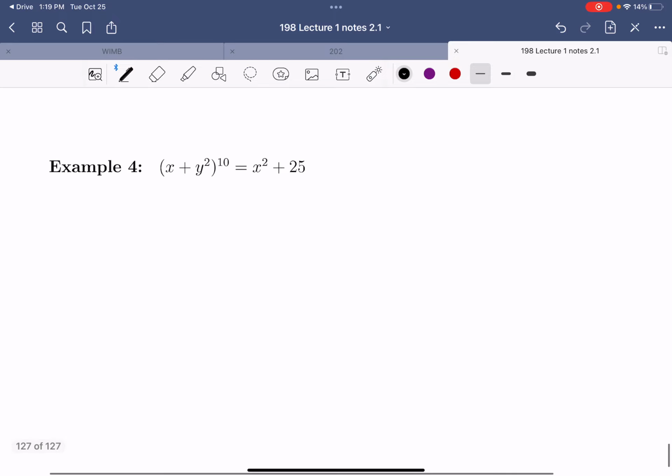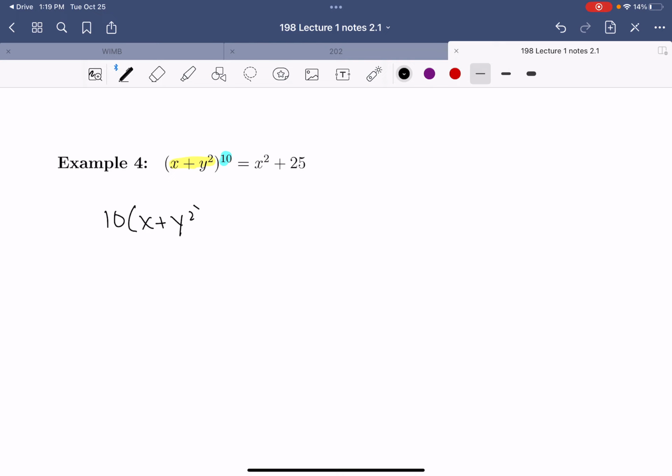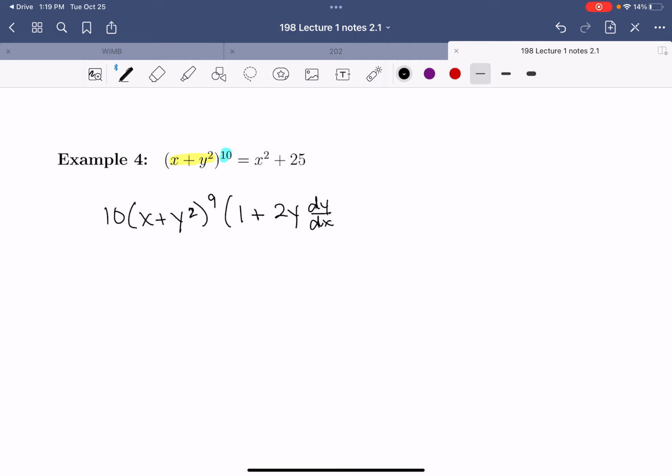You can also have chain rule. So notice in this one, I have an inside function and I have an outside function. When I go to differentiate this, I'm going to start with my outside function. So the derivative here would be 10. We bring down our power, leave the inside alone, decrease our exponent by 1. Then we take the derivative of the inside, and the derivative of the inside is 1 plus the derivative of y squared, which is 2y, but it's a y, so I need to multiply by dy/dx. And that's my derivative on the left-hand side. On the right-hand side, my derivative is just 2x.